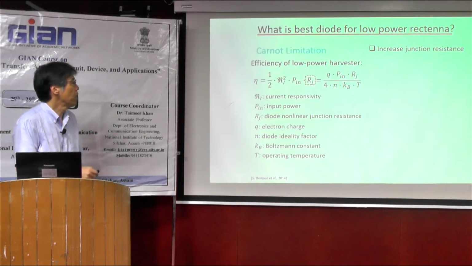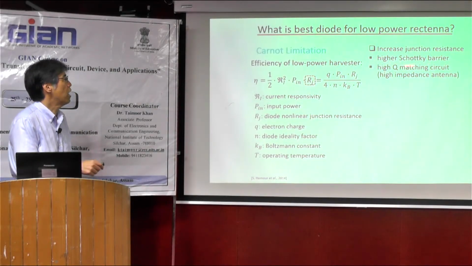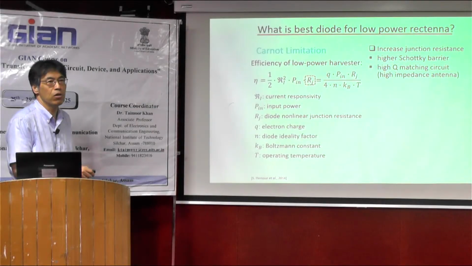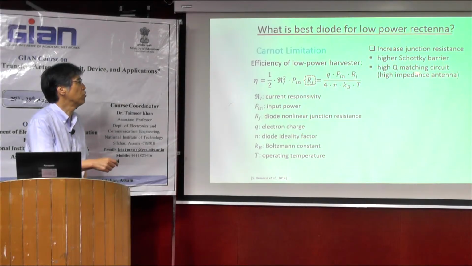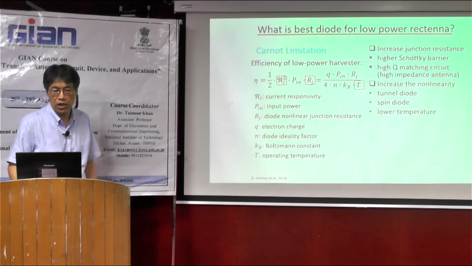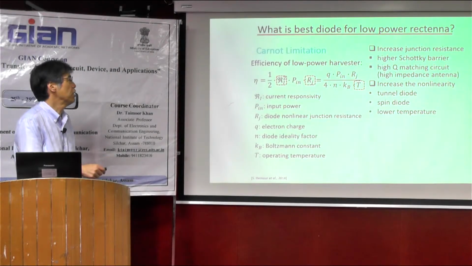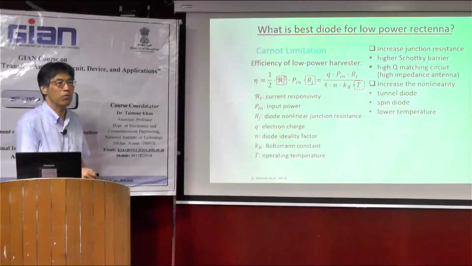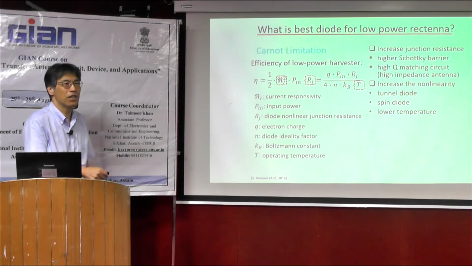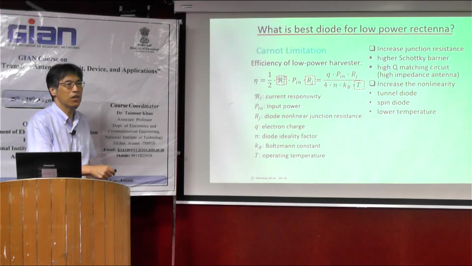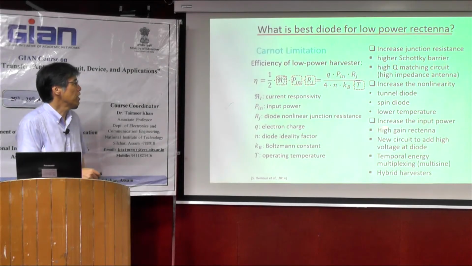So increasing the junction resistance of the diode is better. So sometimes we choose a Schottky barrier diode with a high junction resistance and a high Q matching circuit to increase this junction voltage and increase the non-linearity. So I will introduce the next. And instead of the Schottky barrier diode, sometimes for low power only, a tunnel diode or spin diode is better. And low temperature is a general way to increase the efficiency, etc. And increase the input power.